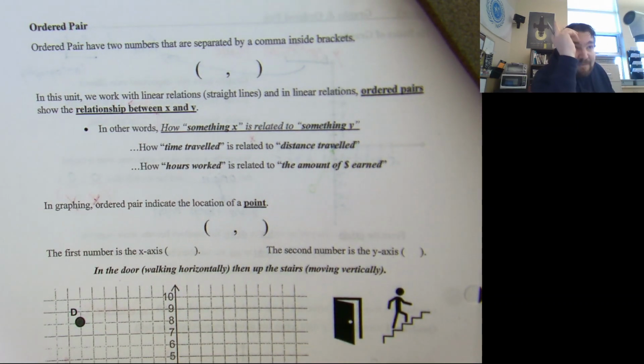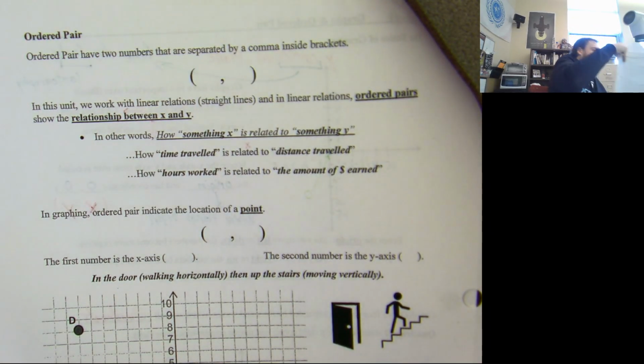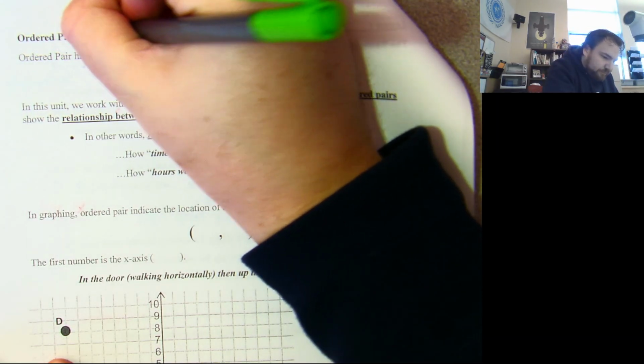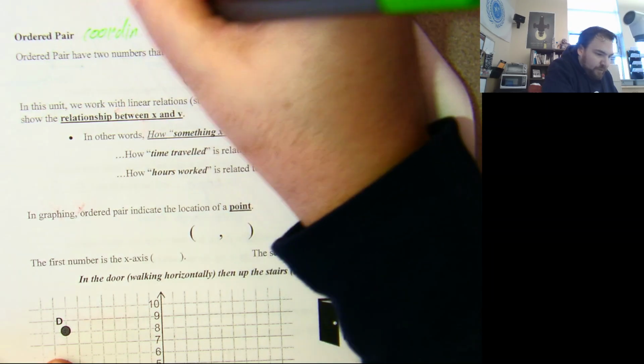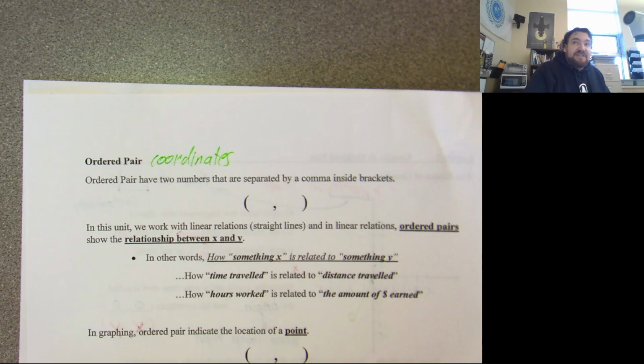So, going back to something Garrett said a couple minutes ago. Ordered pairs. We have another name for ordered pairs. We call these ordered pairs coordinates. Coordinates. It's an interesting word. It's kind of a weird word. Not very many words have that double O in there.